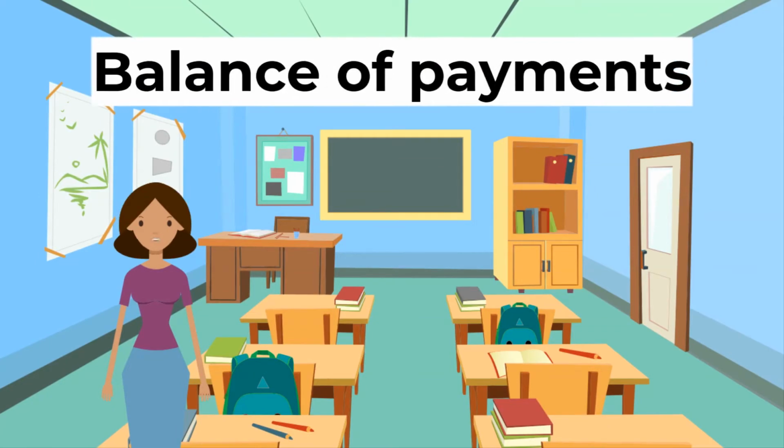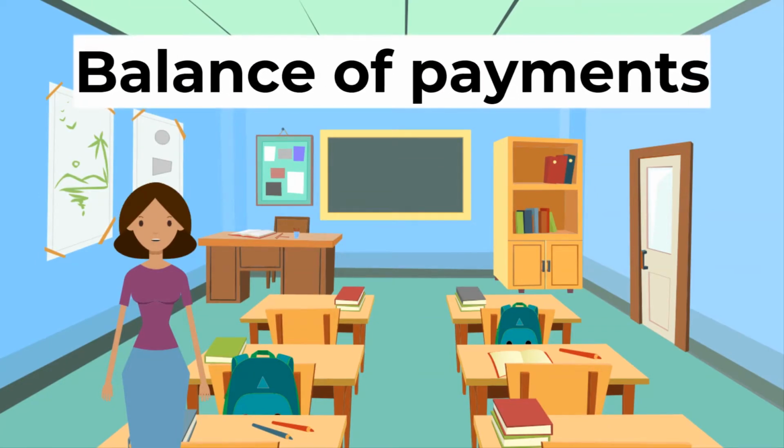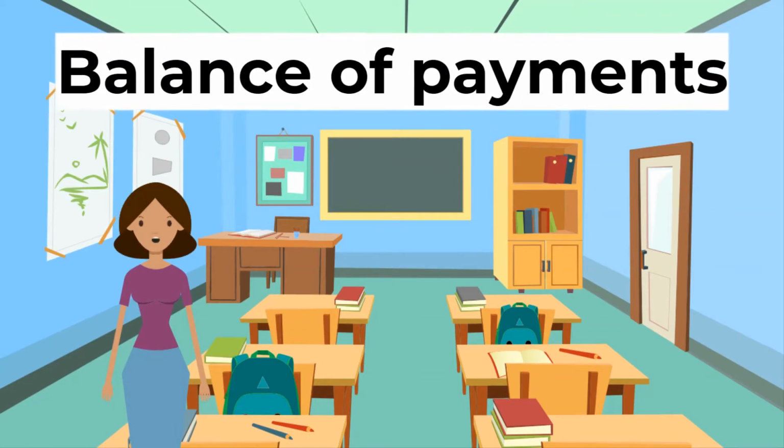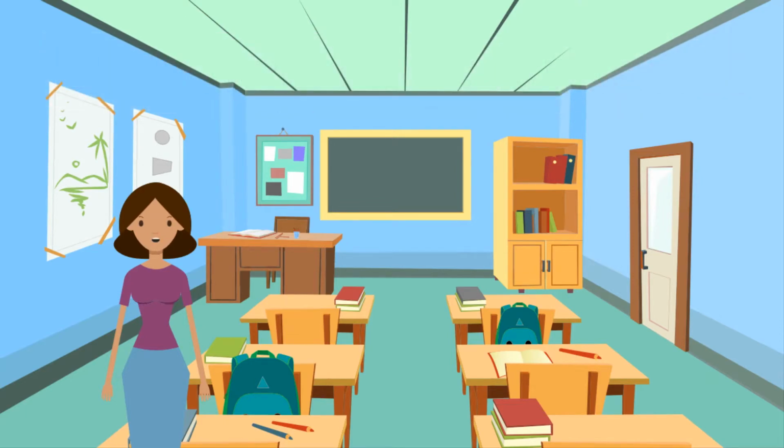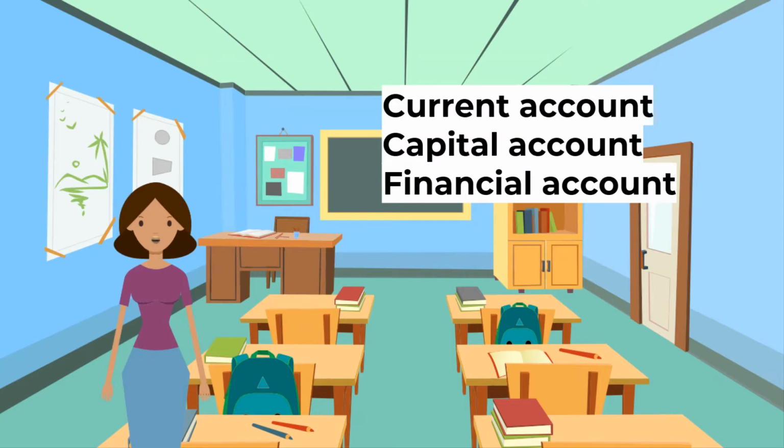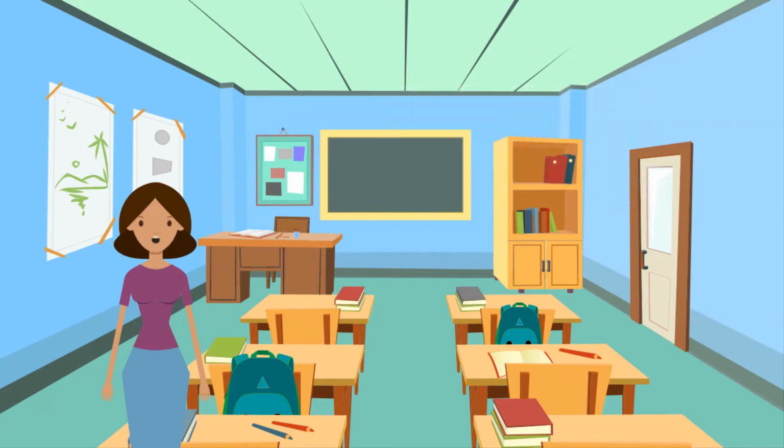The balance of payments is a record of all the monetary transactions between residents of a country and the rest of the world over a given period of time. It is divided into three main accounts: the current account, the capital account, and the financial account. In the explanation of this topic, we'll look at the balance of payments from the point of view of the UK.